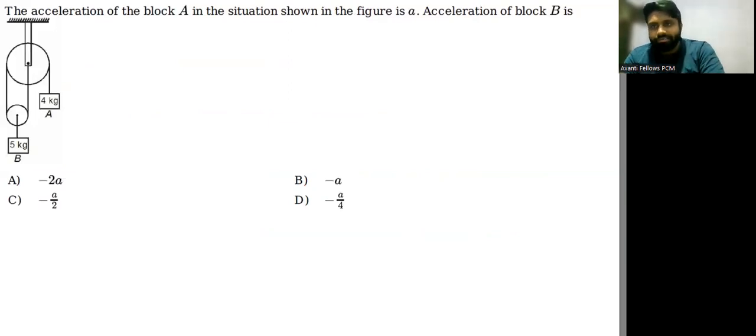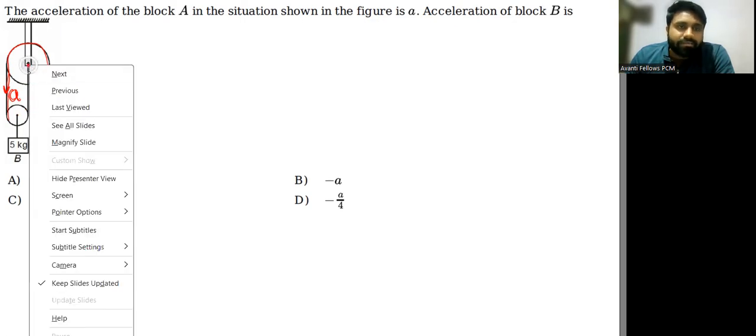Now this is a very tricky question. The acceleration of block A in the situation shown in the figure is a. The acceleration of block B is to be found out. The acceleration of this block is given as a, and we will consider it upward, and this side will go down with the same acceleration because the string is the same. The same string is used, so the acceleration will not change, and the pulley is also frictionless, so this side will also have the same acceleration.